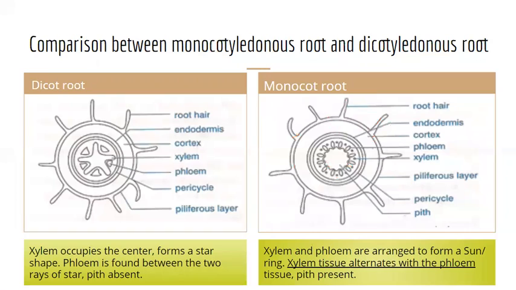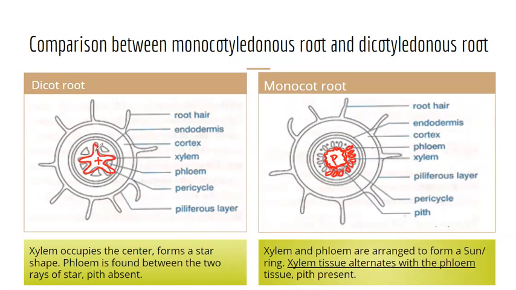And finally, let's compare the dicot root and monocot root. As you can see, in the dicot root xylem occupies the center, so there is no pith. Once we check the monocot root, as you can see, there is a pith here. This center is housed by the pith, and xylem and phloems alternate around the pith, just like a sunflower.